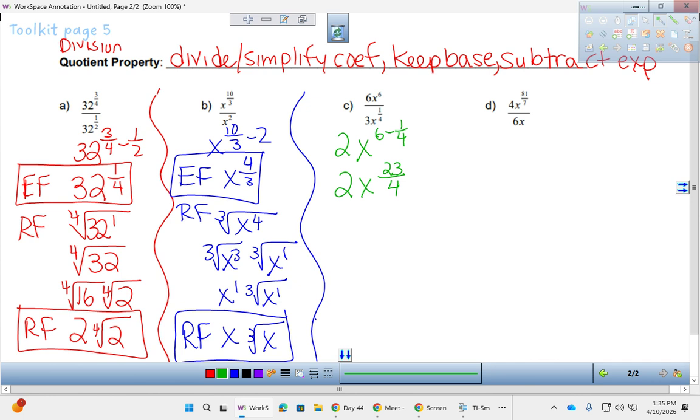So that's my exponential form. And there is a fraction, and that fraction is an exponent, so I must have a radical form too. That exponent that's a fraction only belongs to the x. So therefore that 2 in the front's just going to stay in the front. I'm not putting it inside the root. It would need its own fraction to go in there, and it doesn't have one of those.